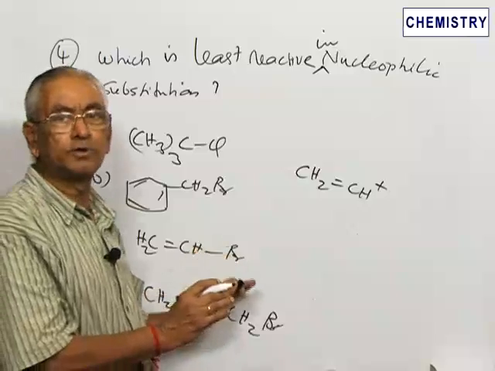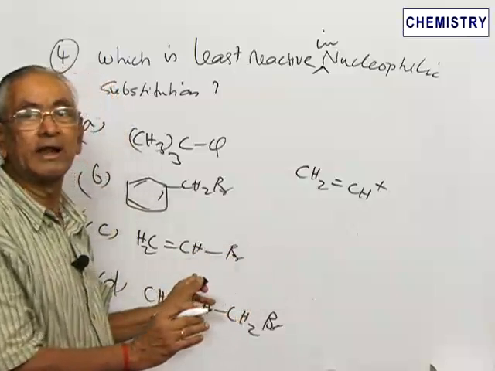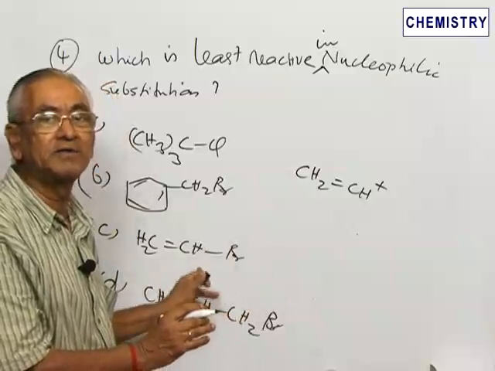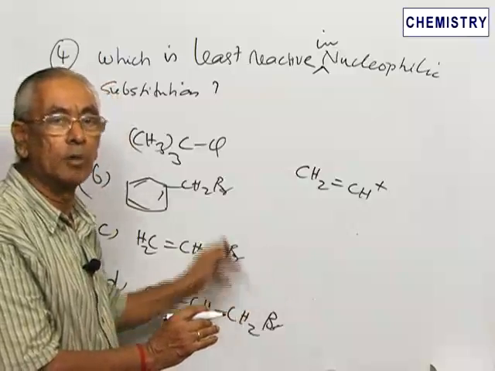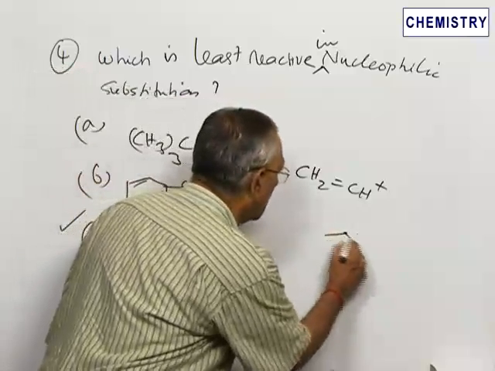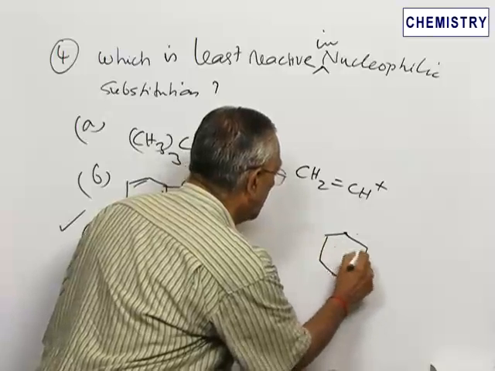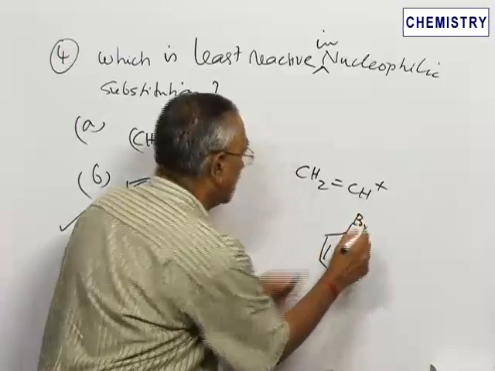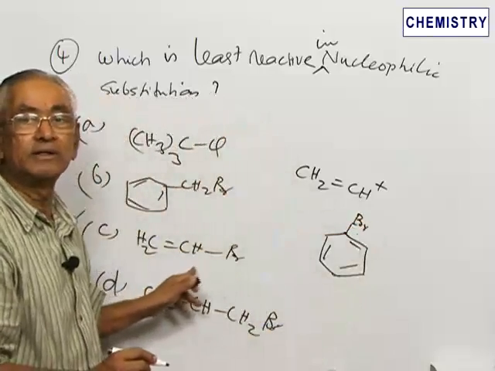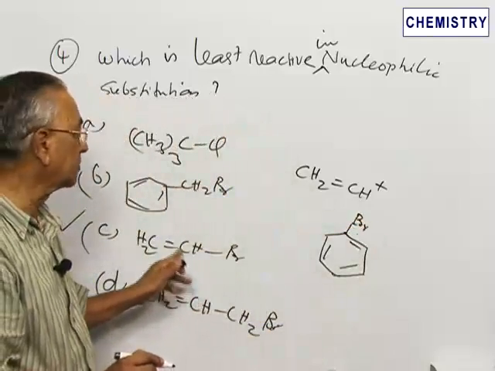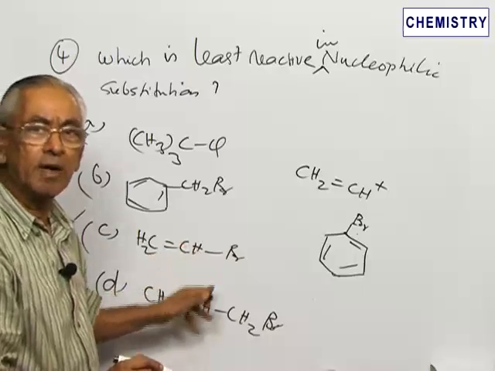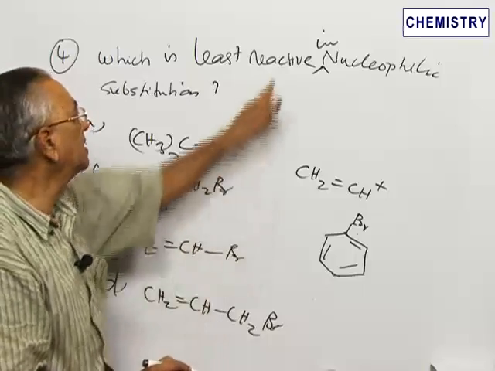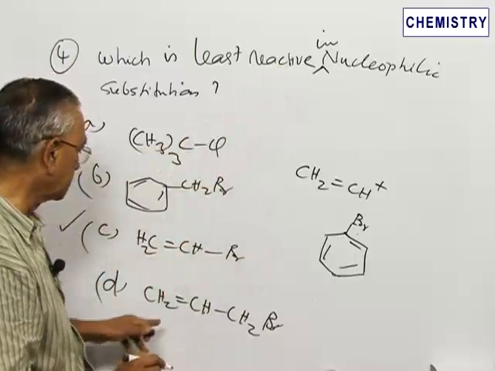Regarding SN2 also, it is attached to an sp2 carbon, just like in bromobenzene. In bromobenzene also, we find bromine is attached to an sp2 carbon. Similarly, a bromine is attached to an sp2 carbon here, therefore it is not favorable. So either way, whether SN1 or SN2, it is least reactive in a nucleophilic substitution reaction.